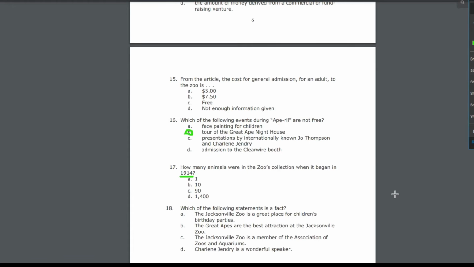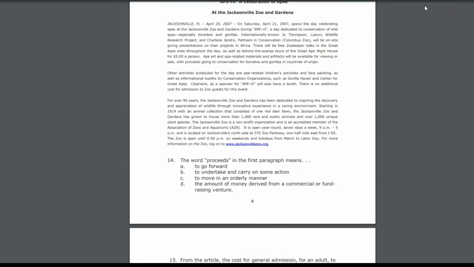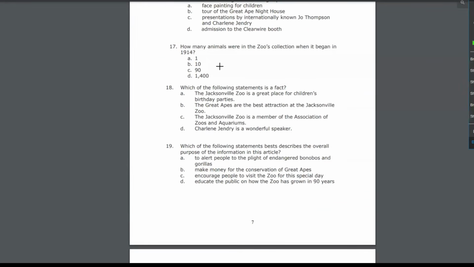All right, 17 says, how many animals were in the zoo's collection when it began in 1914? So if they ask you a question about a specific date, go to find the date, right? Because the information has to be somewhere based around that. So I know they talked about that in the last paragraph. And here it says, starting in 1914, with an animal collection that consisted of one red deer fawn. That means when it first started, they only had one animal. So the answer here would be A.